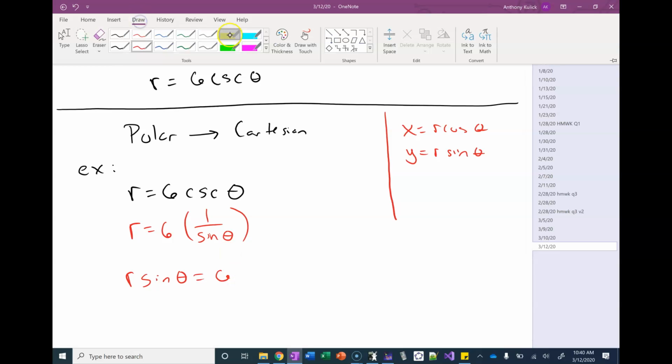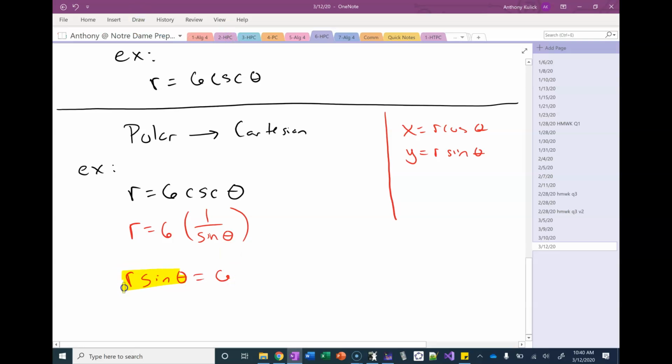notice what we have now. I have r times sine theta. What is r times sine theta equal to? Y. So I can substitute that for y. And now I've eliminated both r and theta in one swoop, leaving me with the Cartesian equation y equals 6.